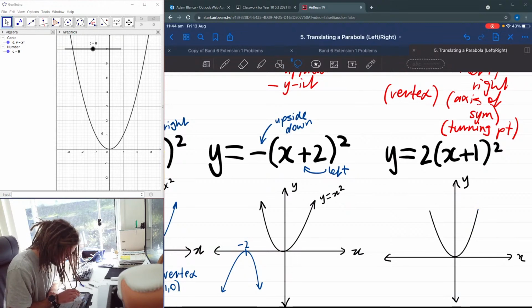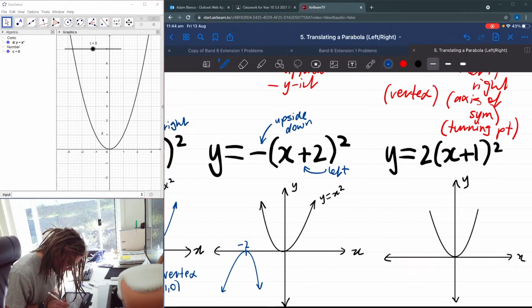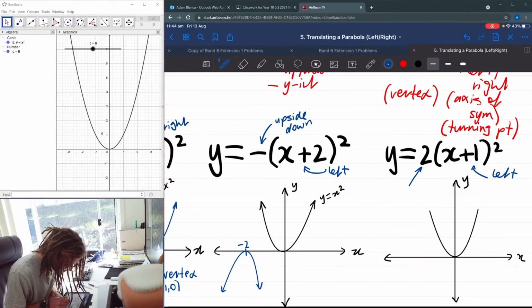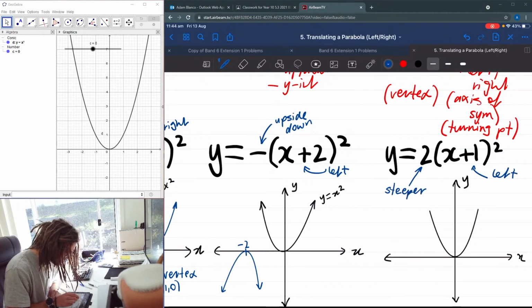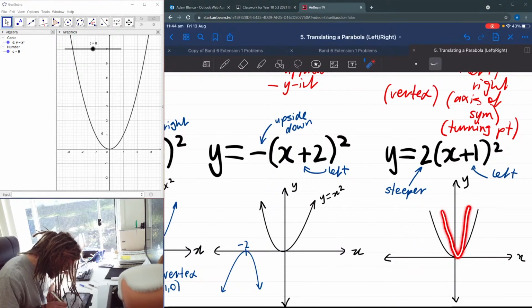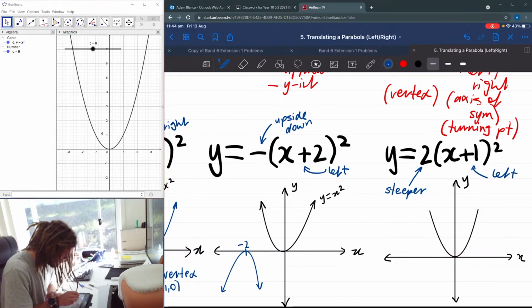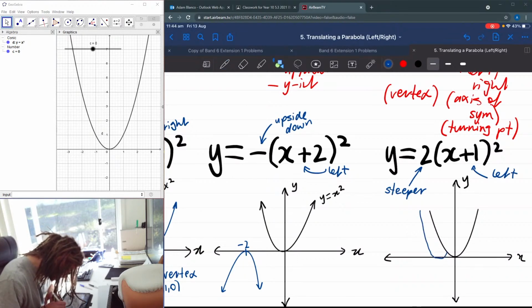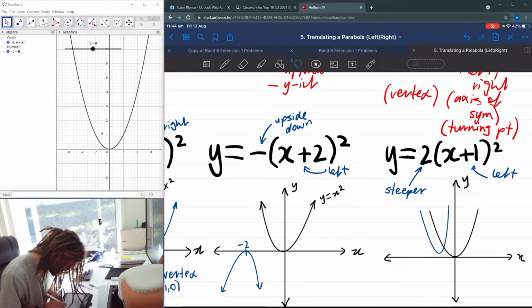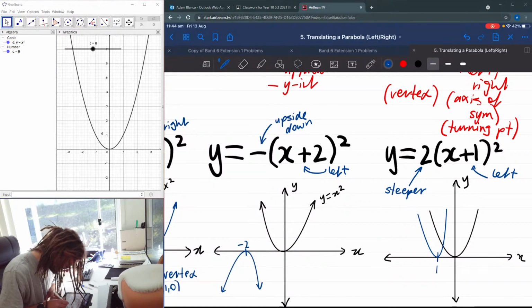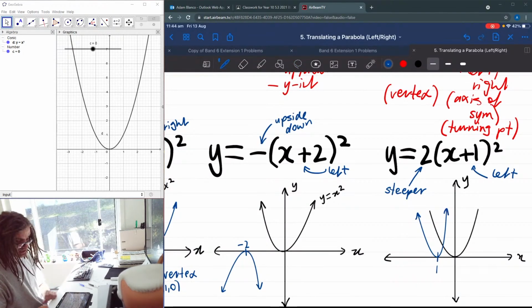Okay. Now, let's just go with the obvious one. This one moves it left. Now, what does this 2 do? That actually makes it skinnier or narrower. So that makes it steeper. It's going to be a little bit thinner, and it's going to be to the left one. So it's going to be like that. Let's hope I can actually draw one properly. There, that's thinner. Yes, thank God. Okay, so it's like that. That cuts at 1. And that's it.